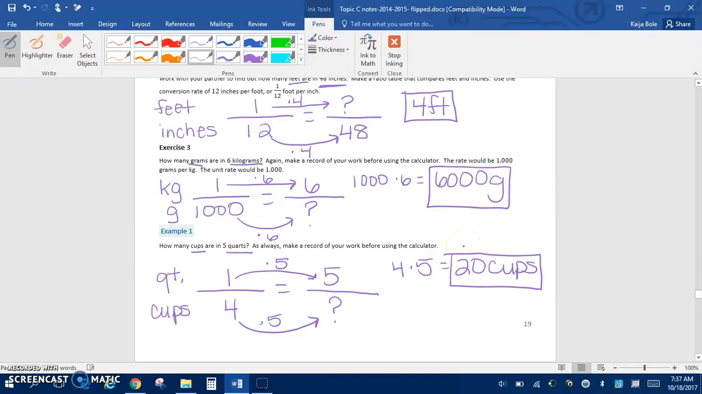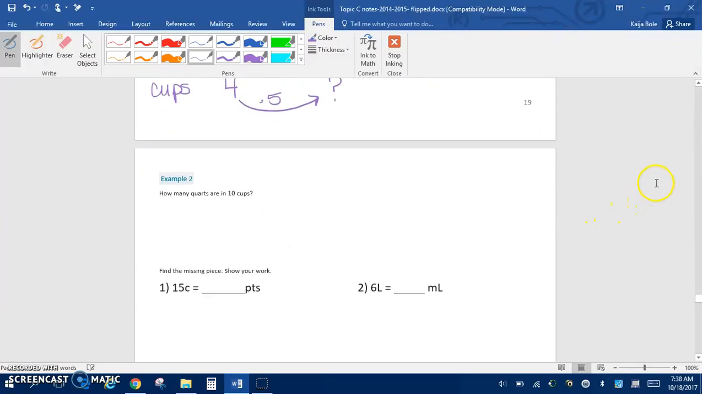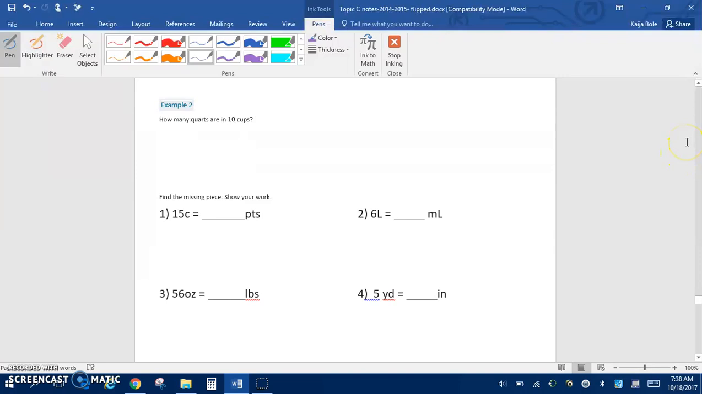Alright, so we're going to flip on over to the next page now, and I've got just one more example I want to try with you. So example 2 says how many quarts are in 10 cups. So again, we are comparing quarts to cups. Put in our blank standard algorithm here. And we know, like I told you, in 1 quart there are 4 cups. And it's asking us how many quarts, so that's a question mark, in 10 cups.